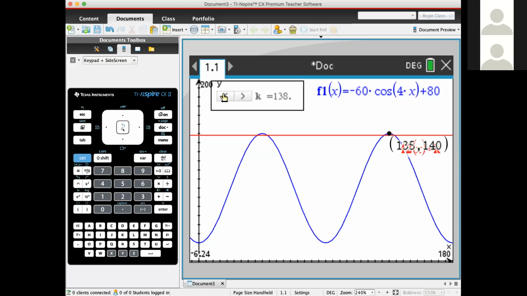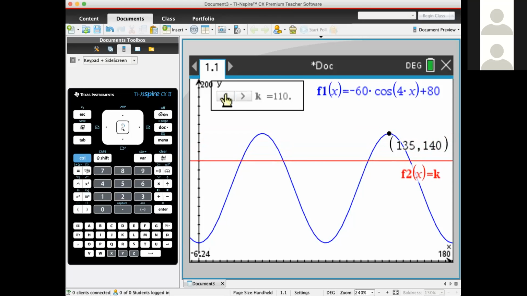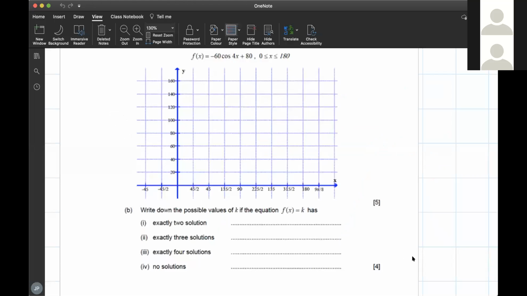The same way, if you keep going down, anything less than 140, you'll have four solutions. Four solutions. Can you see that? All the way to the minimum point. Even the minimum point is four solutions. So when I go back to my question, exactly two solutions is at k is equal to 140.